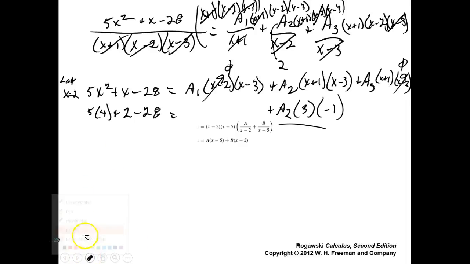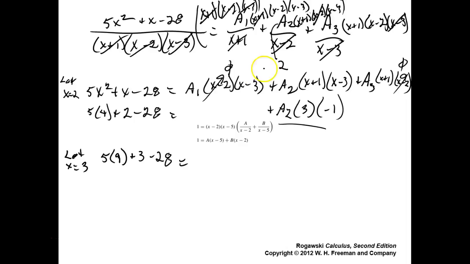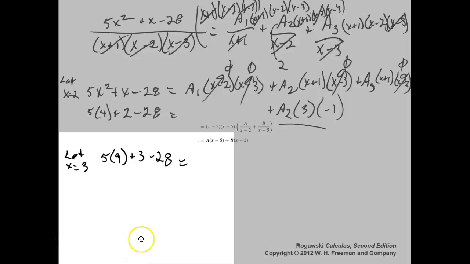Now, because I don't have much room, I'm going to erase some of this. We already got that written down, so let's get rid of this, and let's go to the next one. Guess what next x we're going to let? Let x equal 3. That sounds good to me. And when you plug that in here, what do you get? 5 times 9 plus 3 minus 28 is equal to, now what does x equal 3 give you? Now that goes to 0, this goes to 0, and this one doesn't, so I'm going to erase, whoa, no, that's not what I wanted.